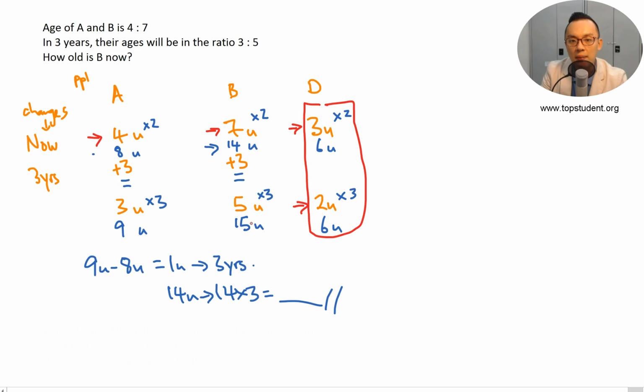And then you can minus off. So 15 minus 14 is 1u, it's 3 years. Likewise, 9u minus 8u is 1u, which is also 3 years. So 1u is 3 years. How old is B now? So I'm looking for now over here. So B is 14 units. So it's 14 times 3. Be careful, don't use 7 units, because that's the original ratio. You have already multiplied it out, so you need to use the new ratio of 14 units.